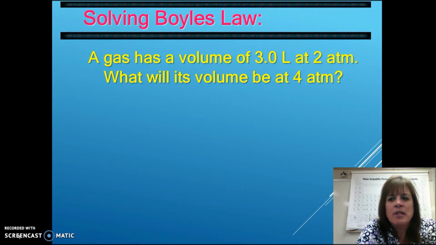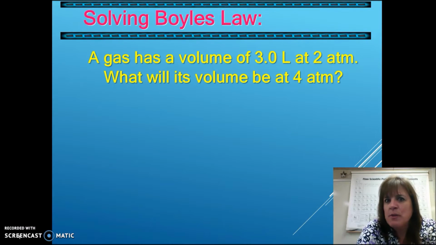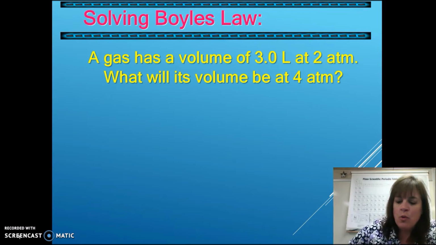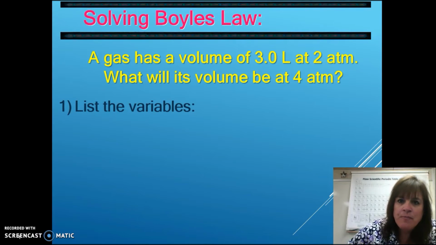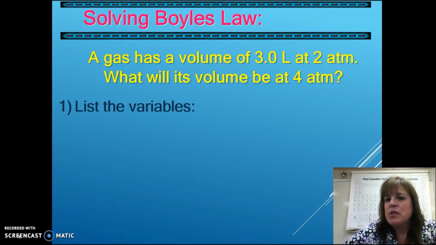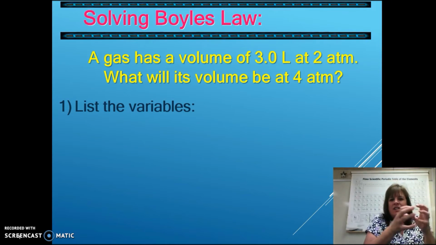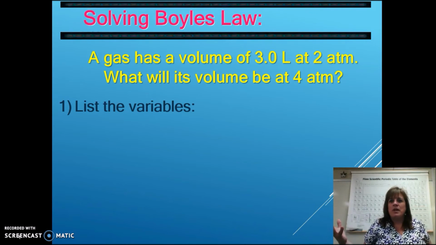Well, I don't talk about temperature at all in this, so temperature must be constant. So let's write down our variables. The thing that students mess up the most is making sure that they put the right conditions together. So what is our P1 and our V1?